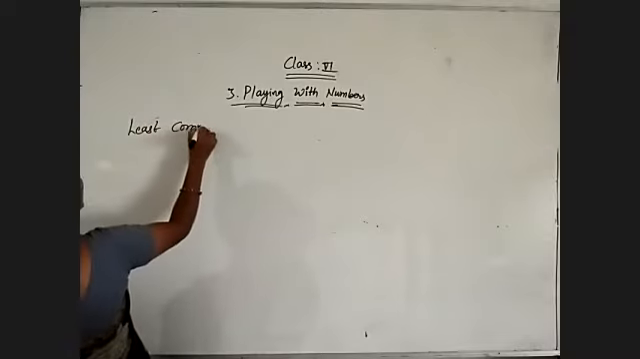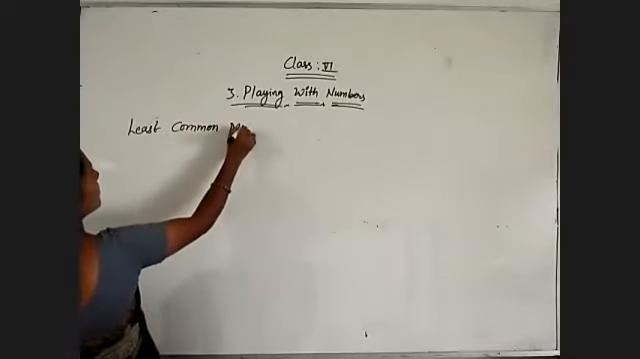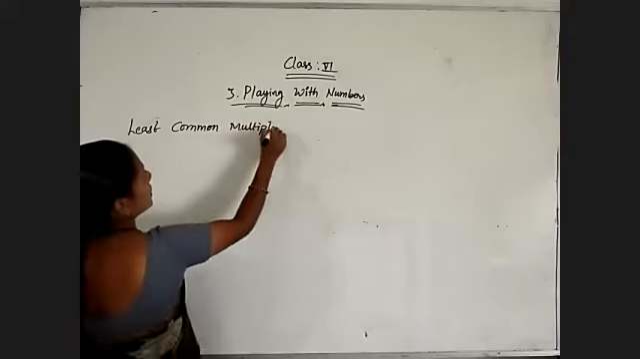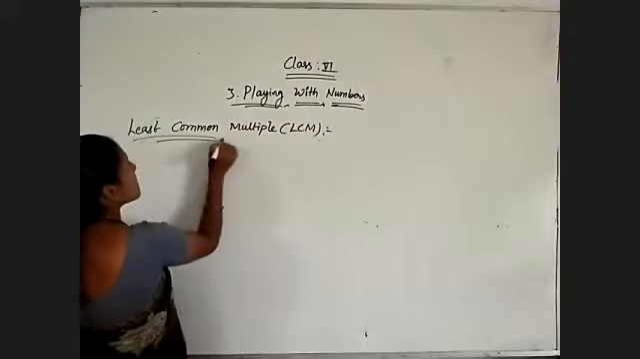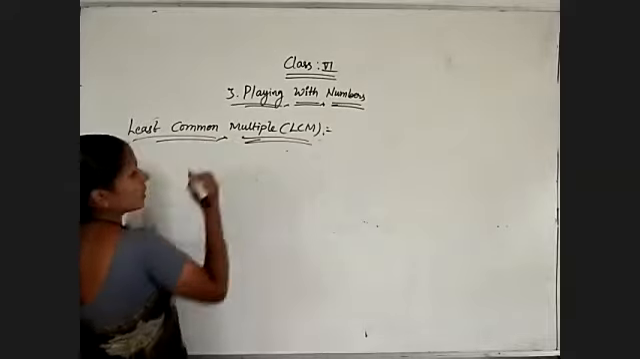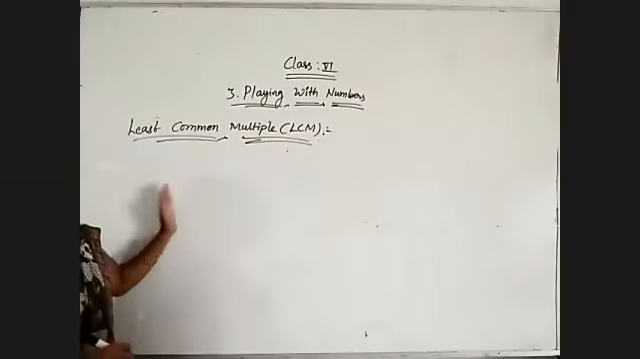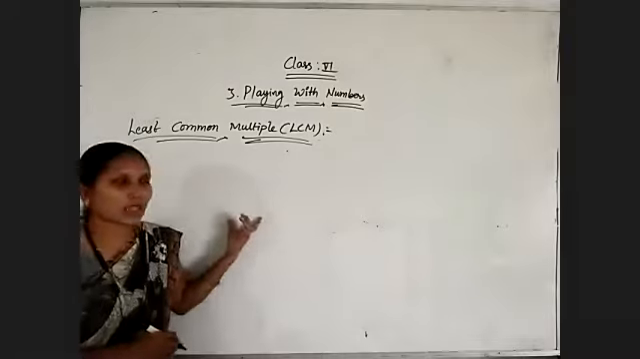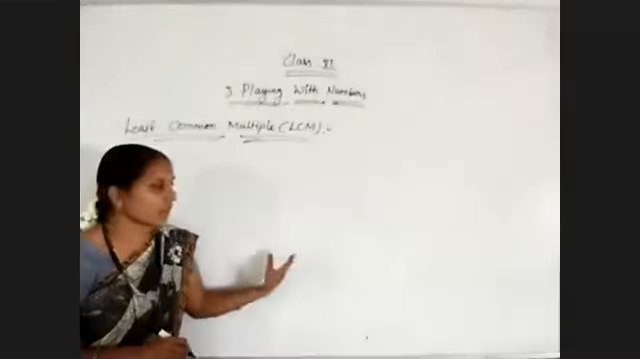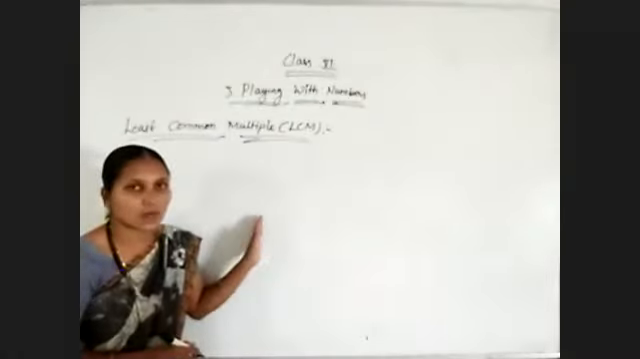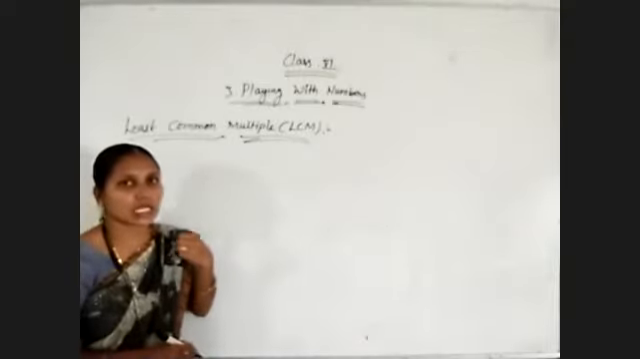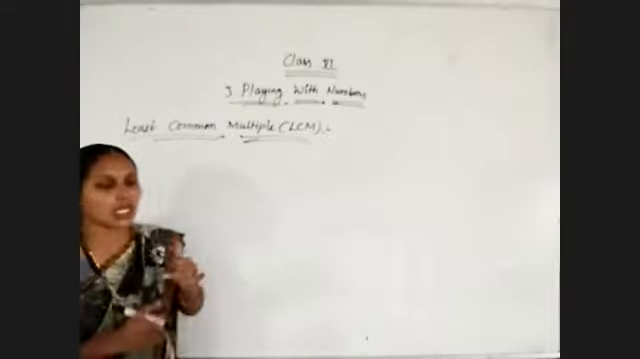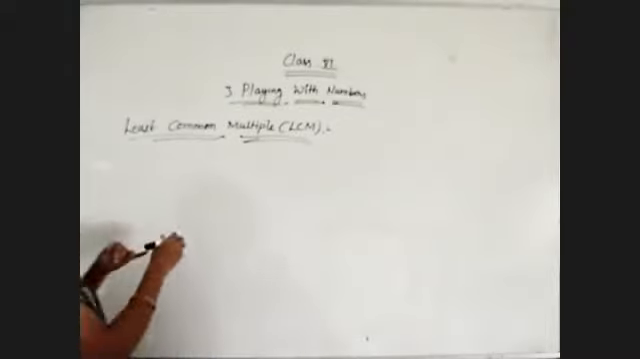Least common multiple, LCM. Okay, to find out the LCM of two or more numbers, just as we wrote the multiples and found the least value, we can do it like that also, but that is a very lengthy process. So to do it in the easiest way, we have two methods: division method and prime factorization method.